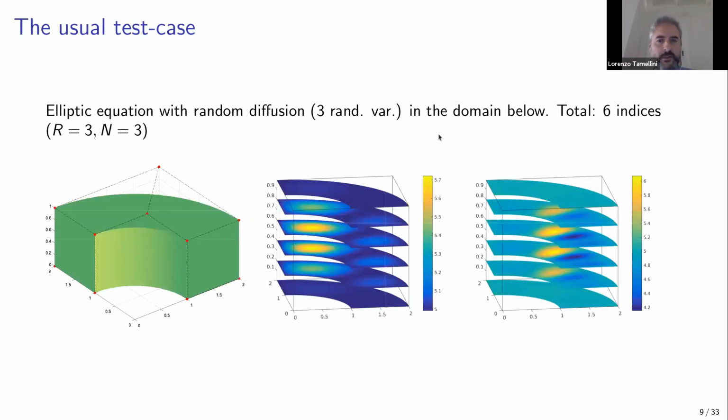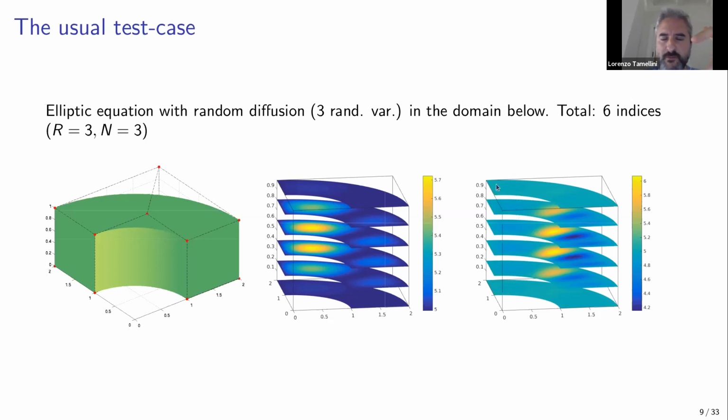Now, before going into more engineering applications, let me get started with the usual old friend, the elliptic PDE with random diffusion. This is the domain where we want to solve this elliptic PDE. It's a three-dimensional banana shape, I would say. And this depends on three random variables. Depending on these three random variables, you have different realizations of the diffusion coefficient. For instance, here you get two snapshots of this random diffusion coefficient.